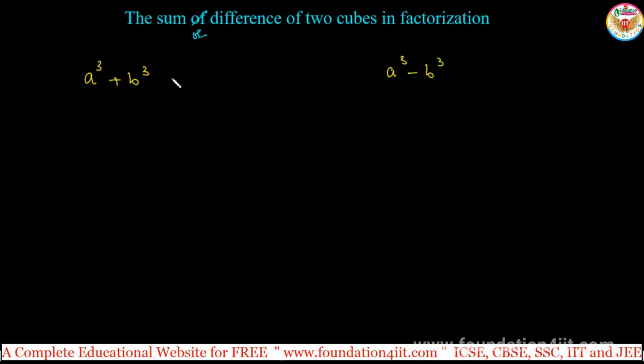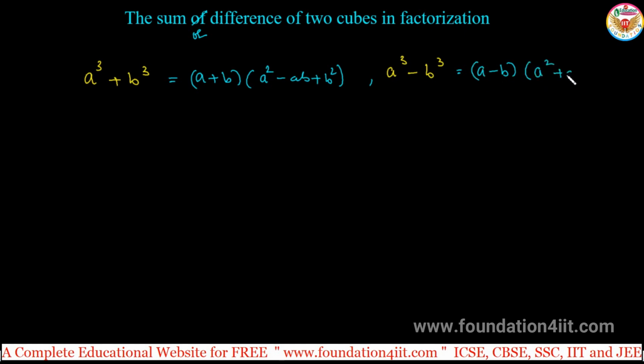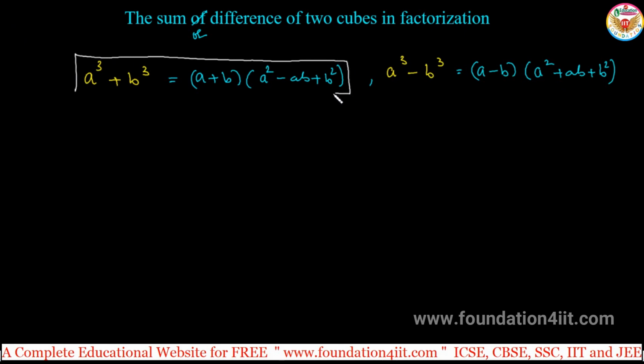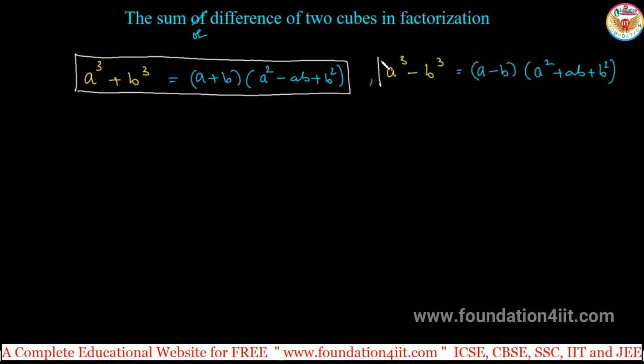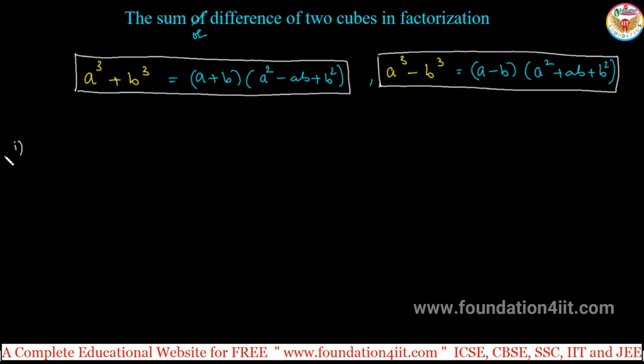So a cube plus b cube is a plus b into a square minus ab plus b square. Okay, so remember this. And a cube minus b cube starts with a minus b and a square plus ab plus b square. Okay, so these are the two identities you can apply for the sum or difference of two cubes. To find out the factorization, you can apply this. The proof of this statement is not required. Straight away you can apply these formulas. Right? Let us see one question.